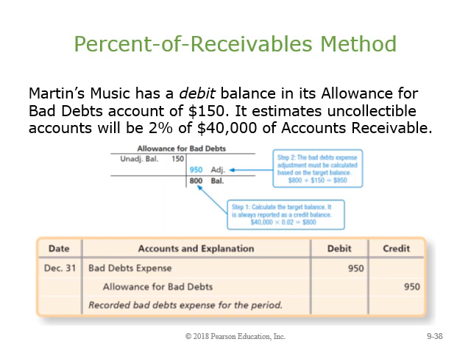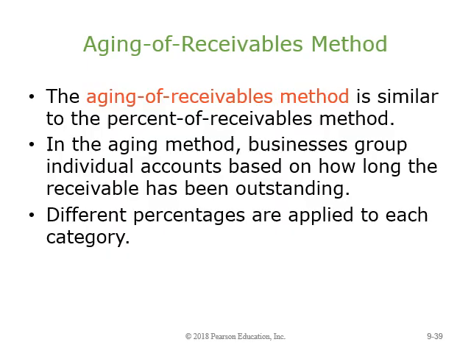So our journal entry looks like this. It is a debit to bad debt expense for $950 and a credit to the allowance for bad debts for $950 as well.